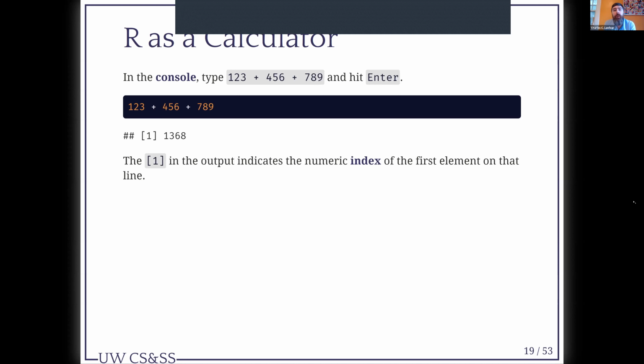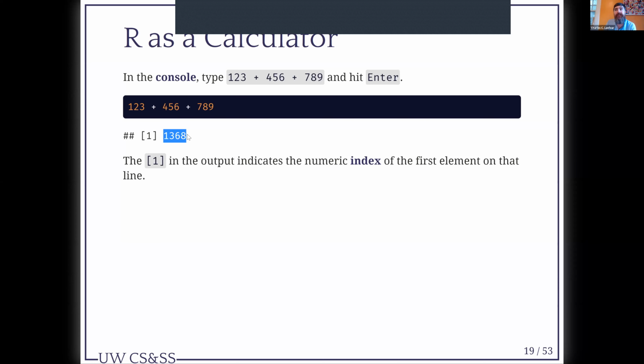Next, the 1 down here in the output. If you see here, there's a 1 in the output. This indicates the numeric index of the first element on that line. So right now, if I do some math like this, this produces a single piece of output. One number, the sum of these 3 numbers is 1368. This index number here is just saying this is the first element of output. Well, yeah, it's the first element. There's only one element to output.